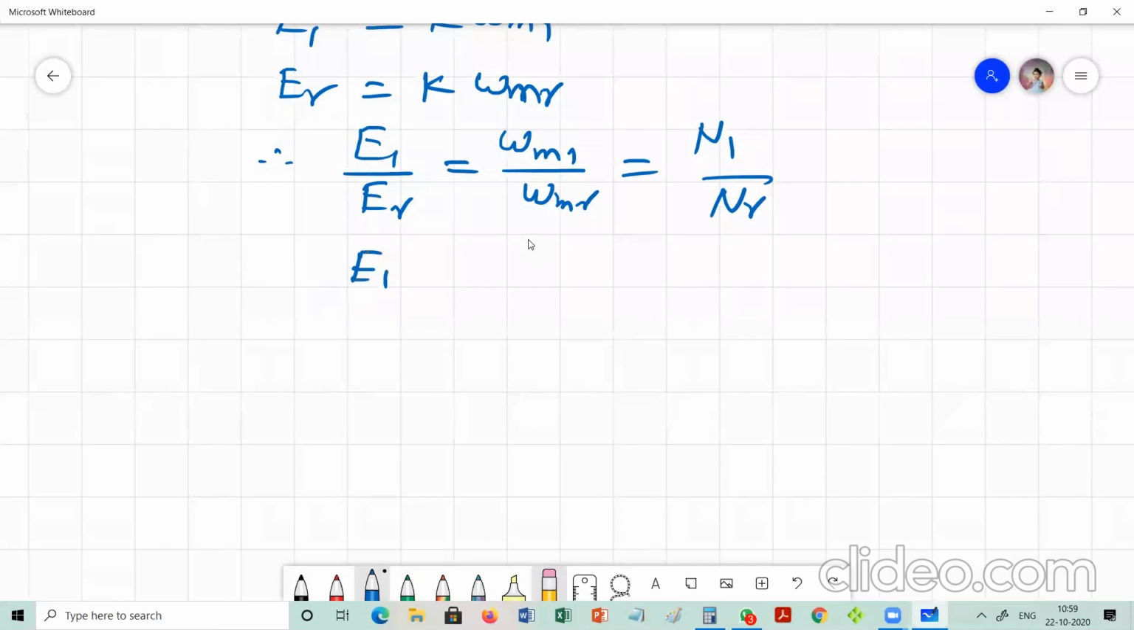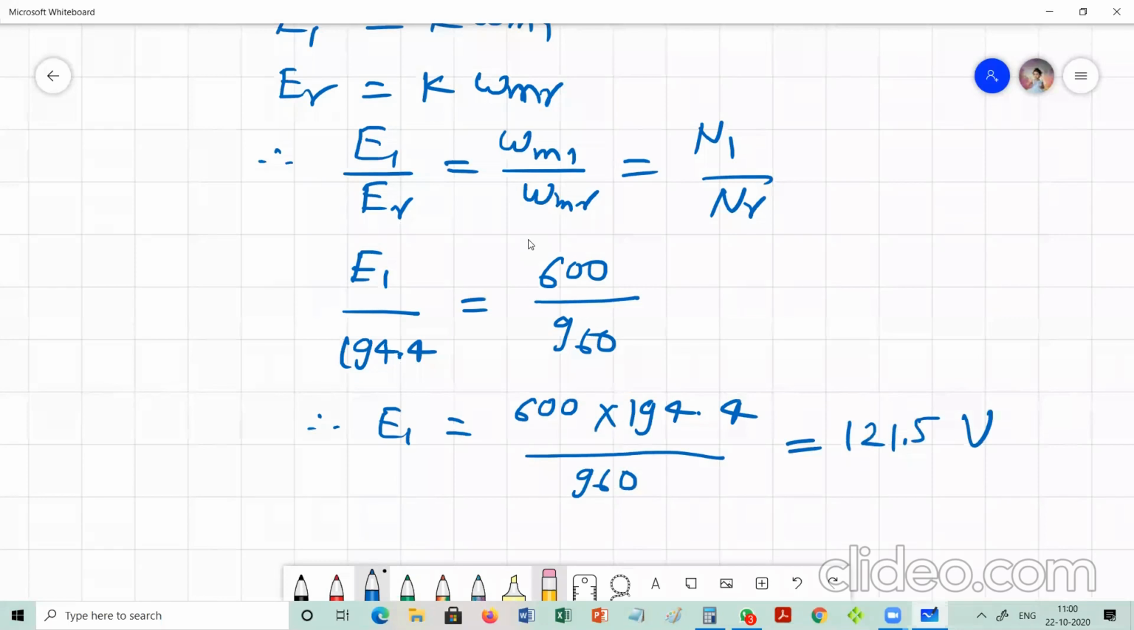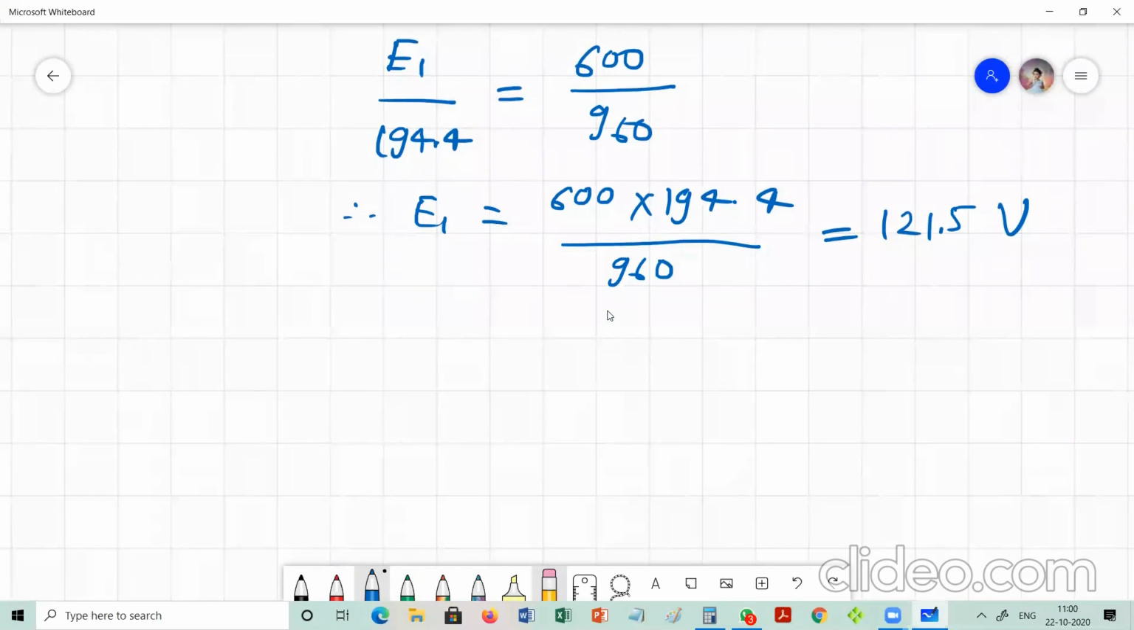E1 is unknown. ER we have calculated was equal to 194.4. N1 they have given equal to 600 RPM, and NR is also given, which is 960 RPM. Therefore E1 is equal to 600 into 194.4 divided by 960, and it is equal to 121.5 volts. Once we have calculated E1, now we can go for the calculation of IA1.